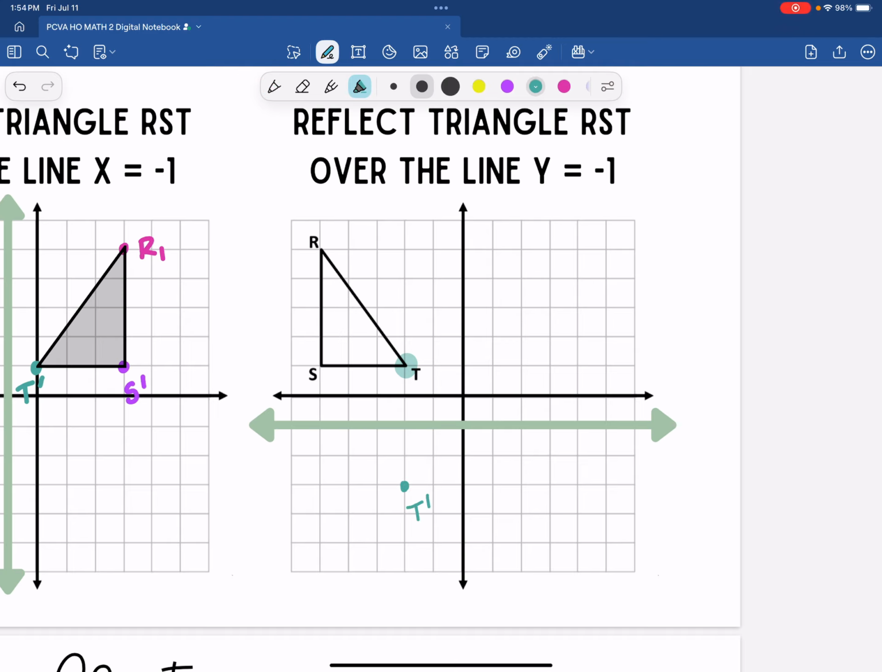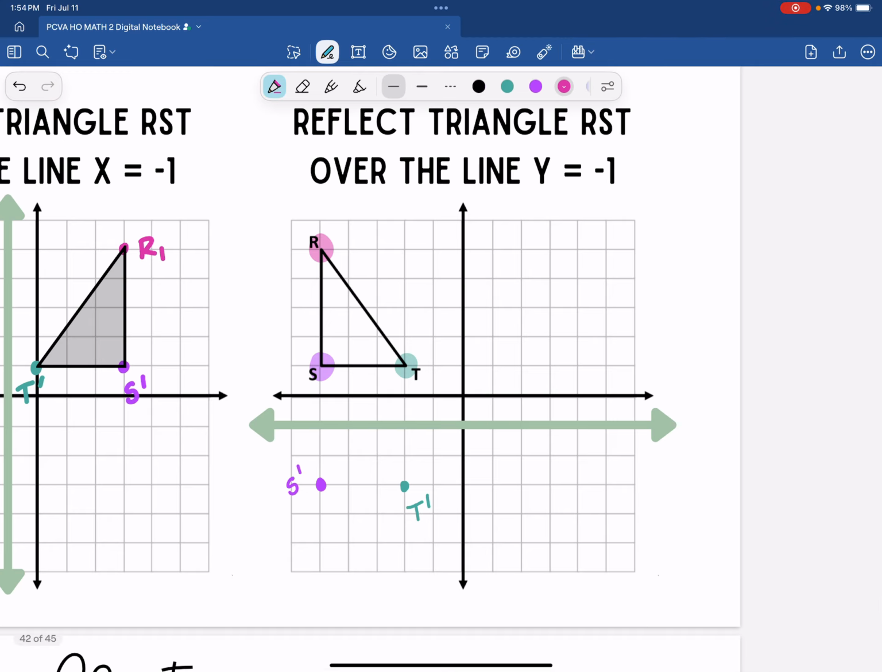All right, so then we're going to do S. S is 2 units from that line. So we're going to go 2 units on the other side. So this is going to be S prime. And then finally we have R. And R was 1, 2, 3, 4, 5, 6 units. So we're going to do the same thing on the other side.